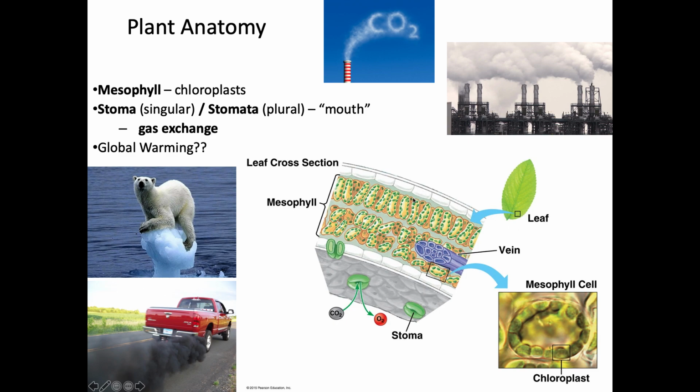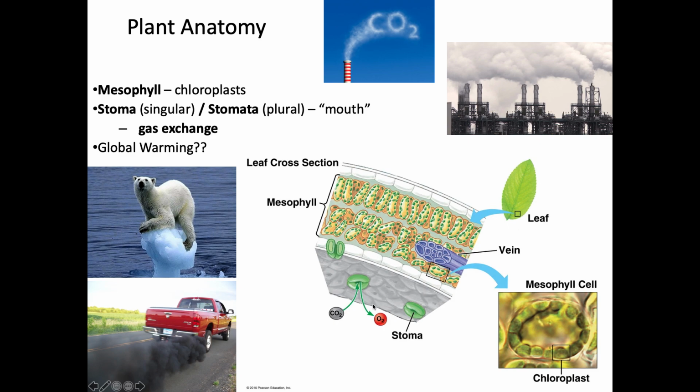And on the leaves, what you have are these tiny pores or mouths called stomata. Stomata is plural, and stoma is singular. So here you have one stoma, but together you have two stomata. What these little mouths allow for is gas exchange.